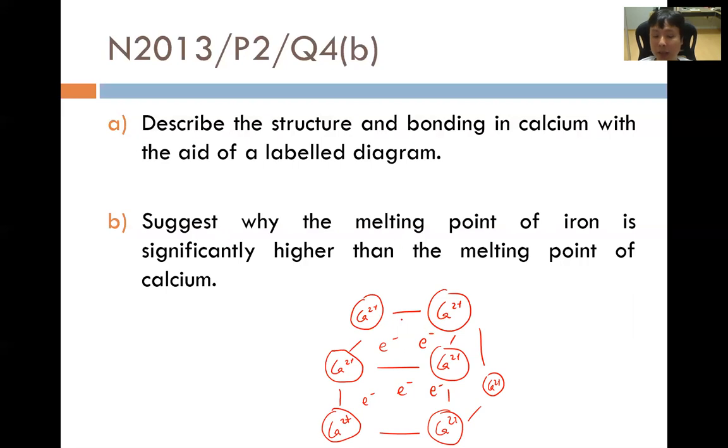Describe the structure. It is made up of Ca2+ cations vibrating over their fixed lattice points, with a sea of delocalized electrons within the entire structure.